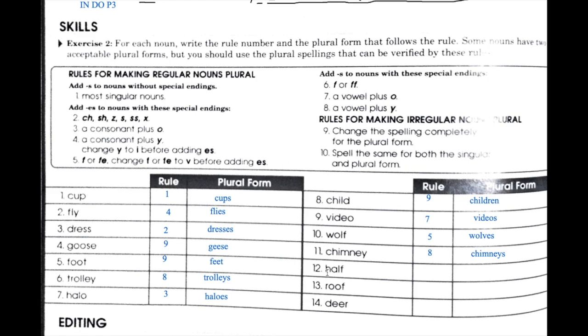Number 12 is half. For half, we have an L and F, just like wolf. So we're going to look at rule number 5. For rule number 5, it says that we need to change the F to a V and add ES. So it is going to say halves. Roof. Roof follows rule number 6 with an F at the end.